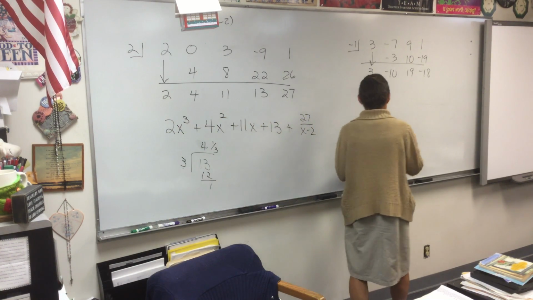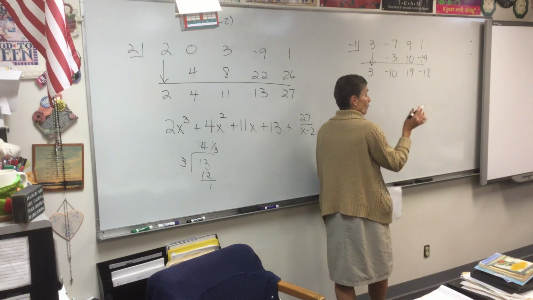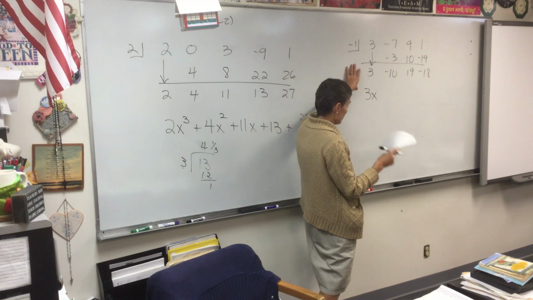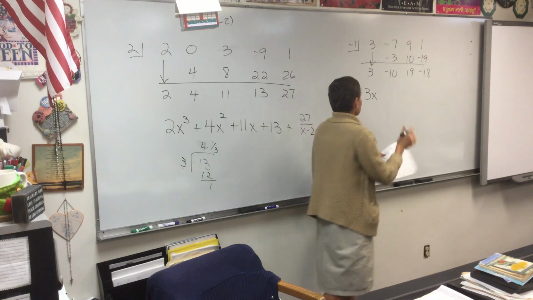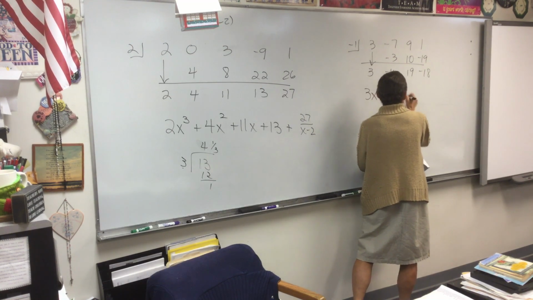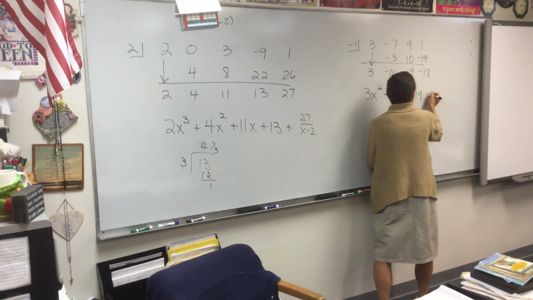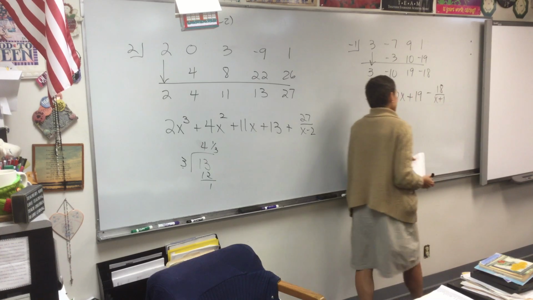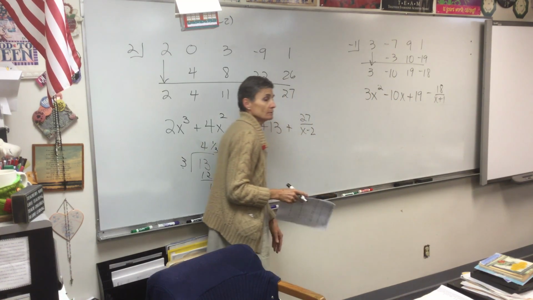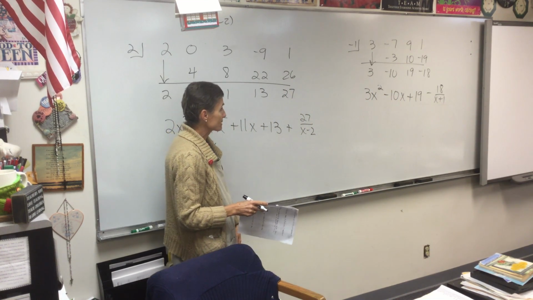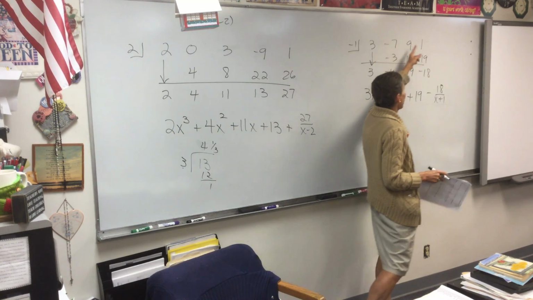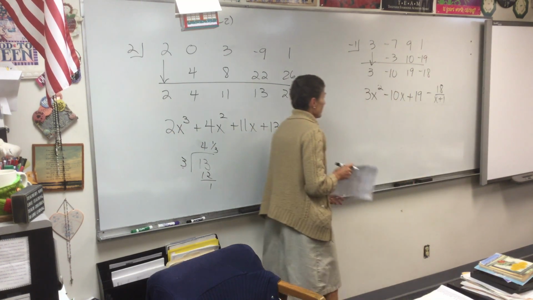And one more. I don't see anything tricky. So what do I write as my answer? 3x to the what? This is problem B. 3x squared minus 10x plus 19, and then minus 18 over x plus 1. That's my actual answer when I put the x's back in. When I do synthetic division, I take the x's out, and then at the end I put them back in.